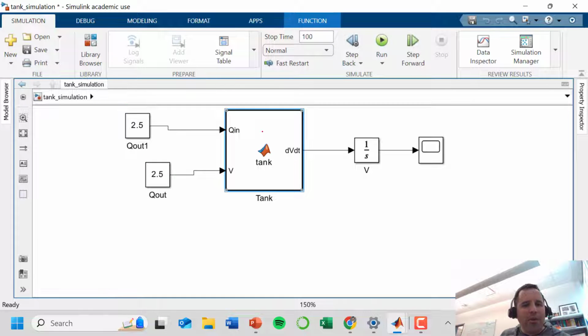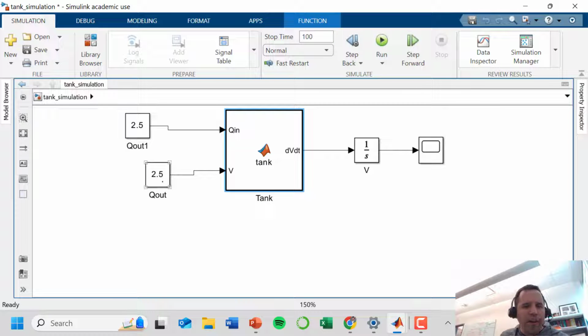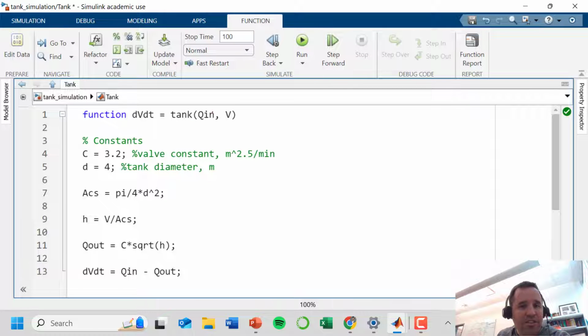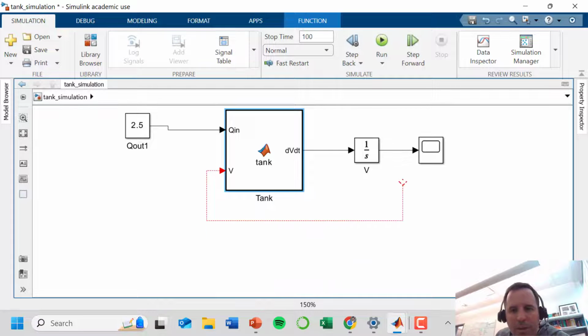So when I go back out to my model, and again I just do that by clicking here to go back to the main simulation, I no longer have Q out as a source, but I need to define volume coming in. So this is where I was talking about our equation is dependent on the state. So we need to calculate dV dt, and ultimately dV dt is a function of volume. So it is this chicken and egg thing. And the way that we can do that is by taking this signal and looping it back to a place where we know that the volume information will be available.